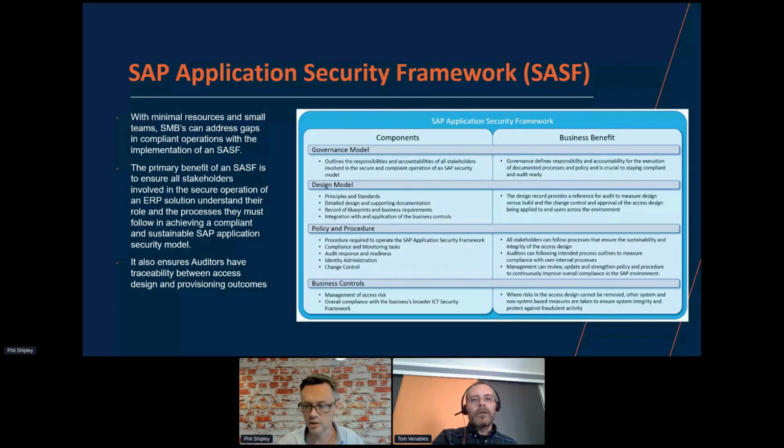Policy and procedure, right? All stakeholders having a process to follow, ensuring sustainability and integrity of the access design. Auditors can then follow the intended process to measure compliance with your own internal process. There's nothing worse than being measured for compliance with no process, right? And management can review and update and strengthen policy as audits come through. You learn. I mean, audits are a good thing, right? You want audits to tell you how you could be doing things better. You want to avoid adverse findings, but you want that, okay, that's great, tick. What else can you now be doing to strengthen that model?